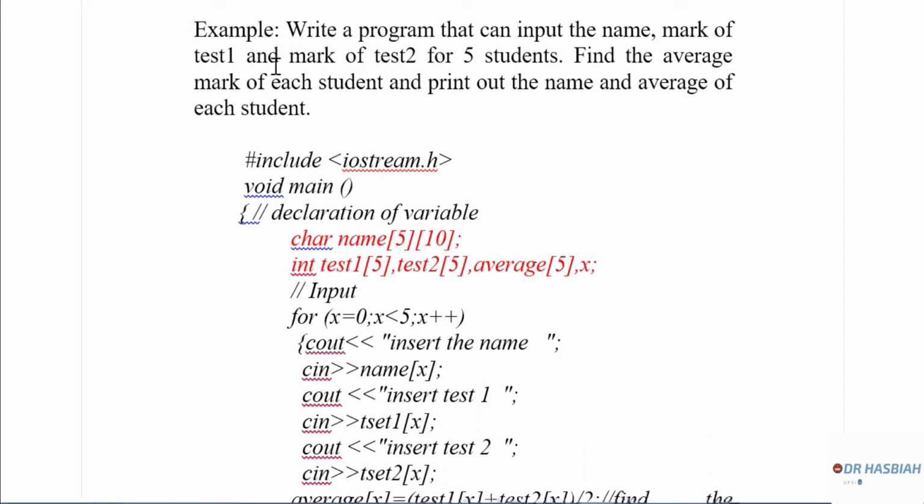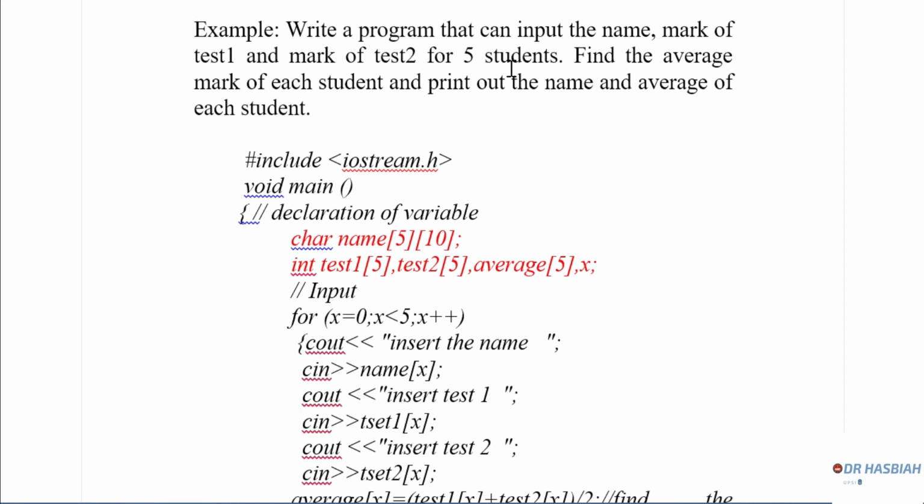You have test 1 and test 2, so the mark for test 1 and the mark for test 2. How many students? For 5 students. Meaning here, you have 5 students, you can input the variables into an array.